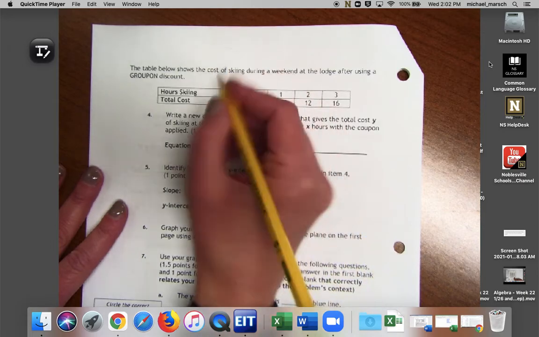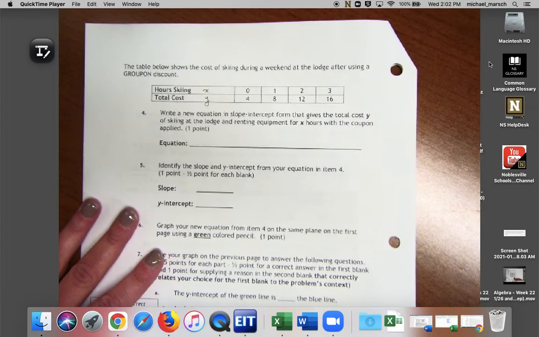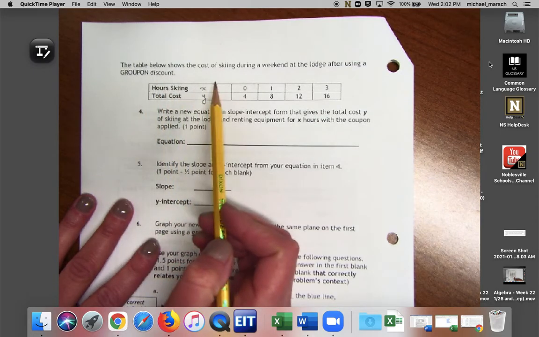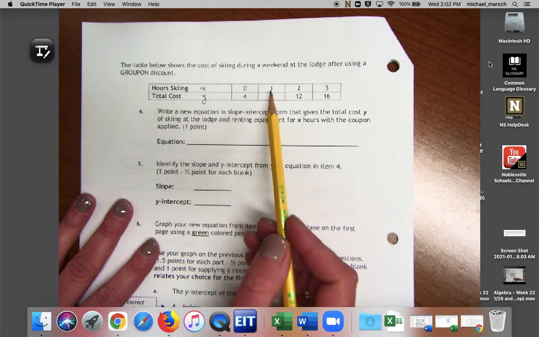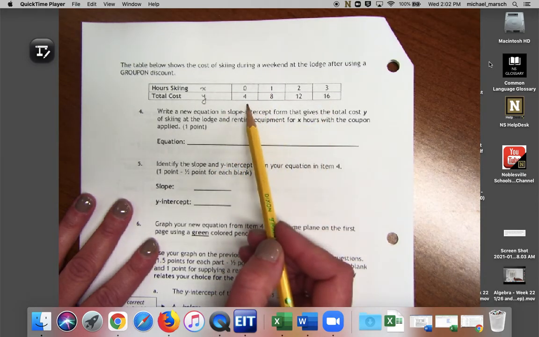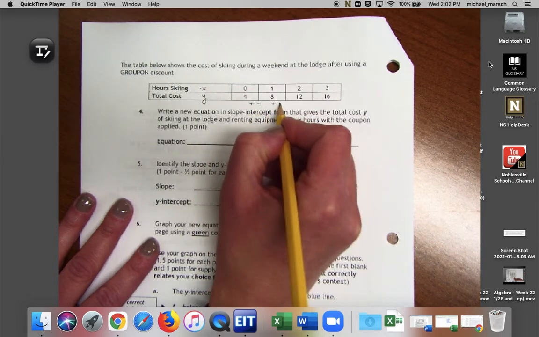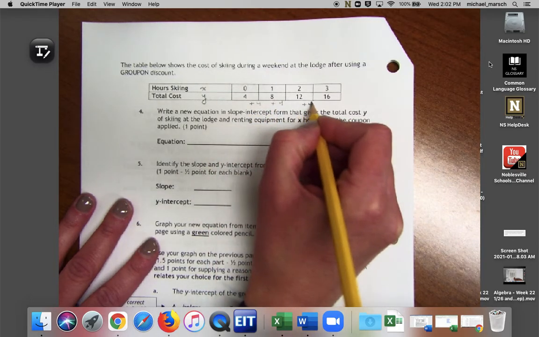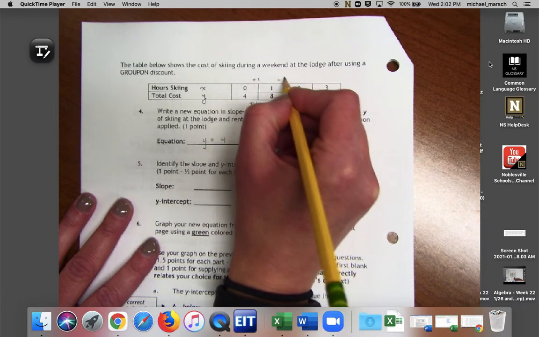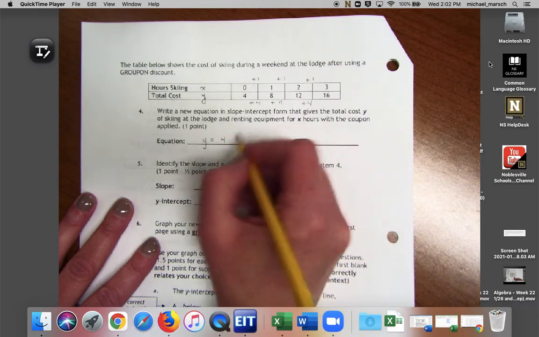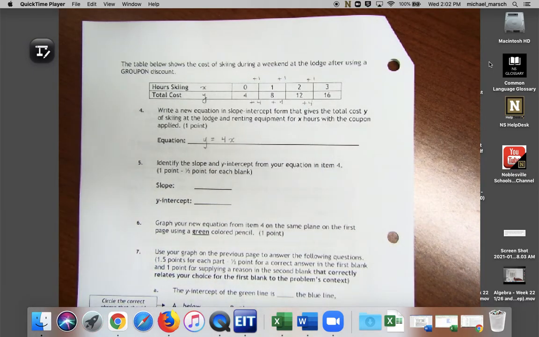So we have our X's and our Y's. Go ahead and label those. Remember, hour skiing is our x-axis, total cost is our y-axis. So we're going to create an equation based on our ordered pairs. So the first thing we need is our slope. So what is our constant rate of change for our y's? Plus 4. Because then we have plus 1 for our x's. So we have 4x. And then who remembers how to find the y-intercept from a table?